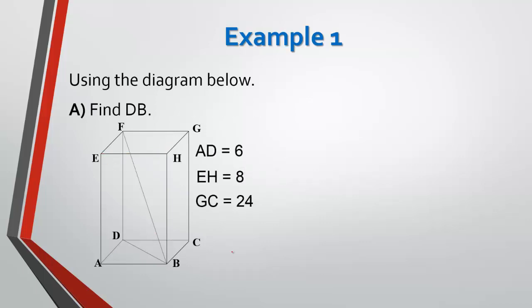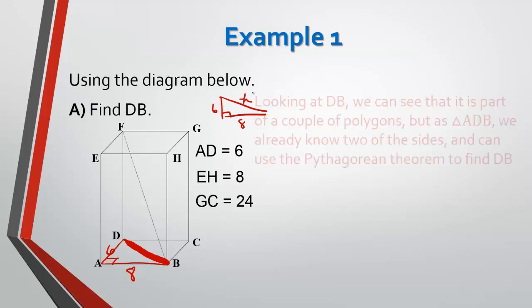So let's start off by finding DB. So that's this piece here that we need to find. All right. Again, we know that AD is 6. And since this is a rectangle, if EH is 8, that means that AB is also 8. So basically what we have here, even though it doesn't look like a right triangle, this piece right here is a right angle. So what we're actually trying to find is a triangle. Okay, and we know that one side is 6 and the other side is 8.